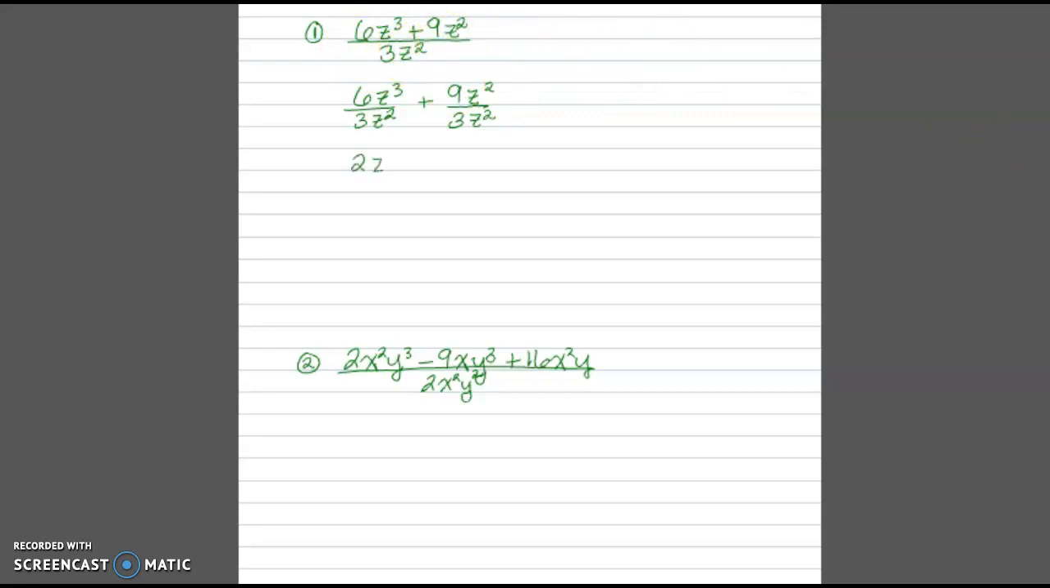So for the first expression, I'm dividing the 6 by the 3 to get 2, and for the z's, I'm subtracting the exponents of z to the third and z to the second. When we divide, we have z to the first power. For the second term, dividing 9 by 3, I have 3, and the z to the second cancels out. So my quotient here is also a binomial, 2z plus 3.